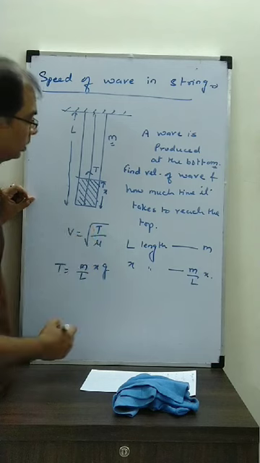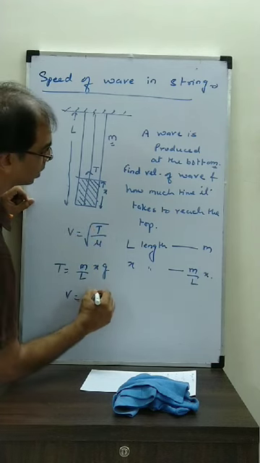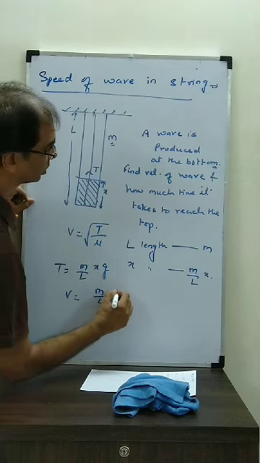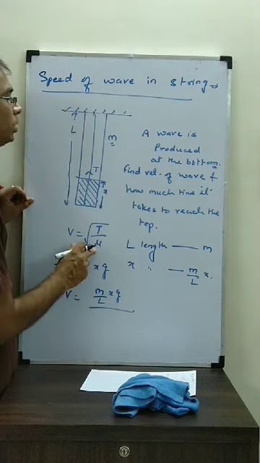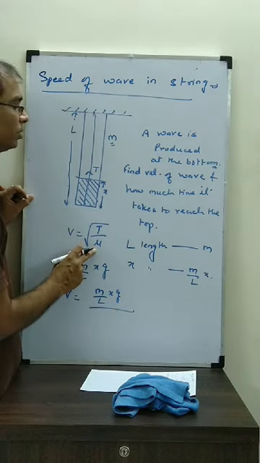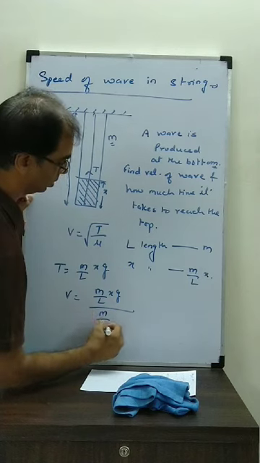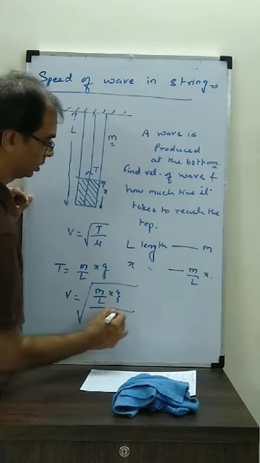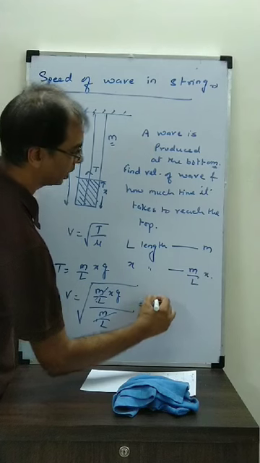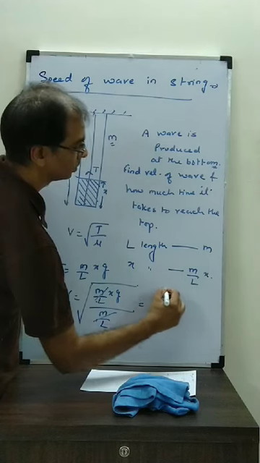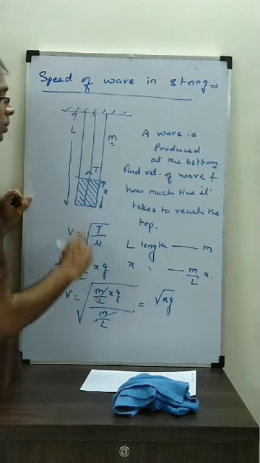That means m by L x g. Let's put it into this form. So v equals root of (m by L x g) by mu. Mu means mass by length. What is the mass of the string? M. What is the length? L. So mu is M by L, and this and this get cancelled. What are we getting as speed? Root of g x. So different speed at different points.